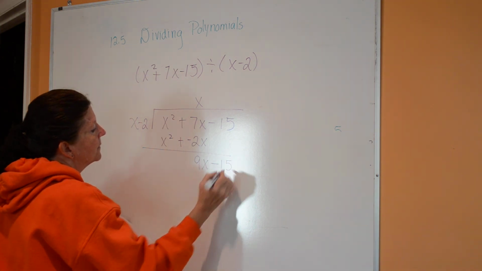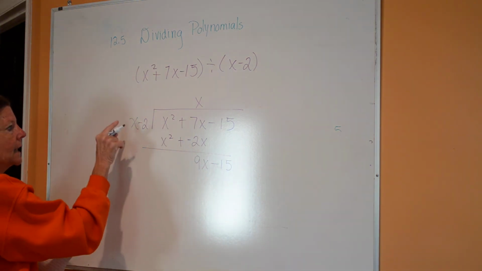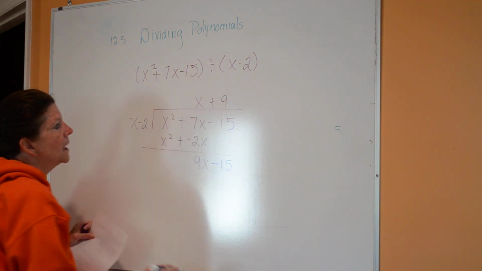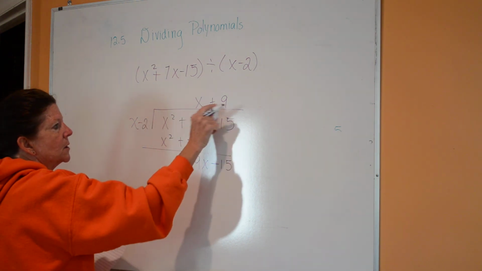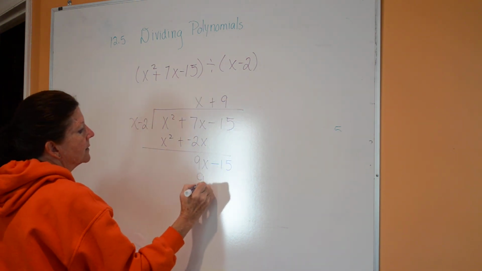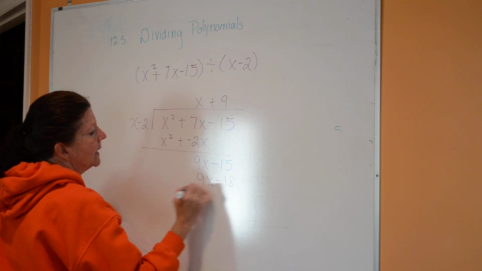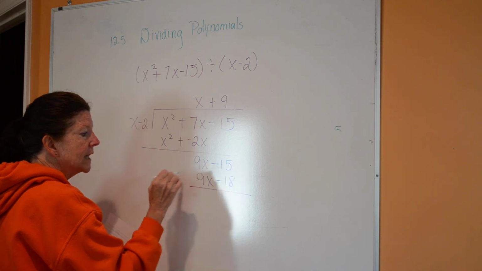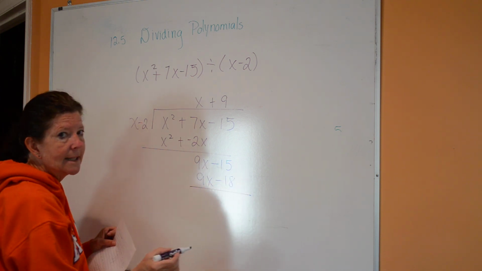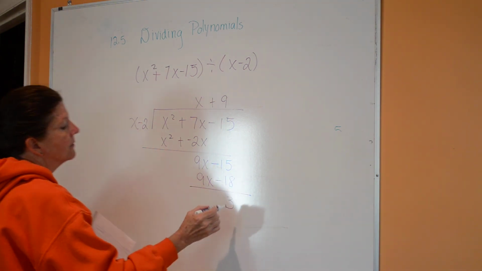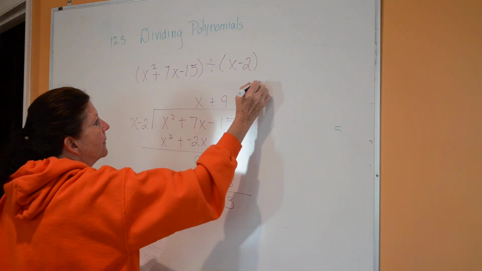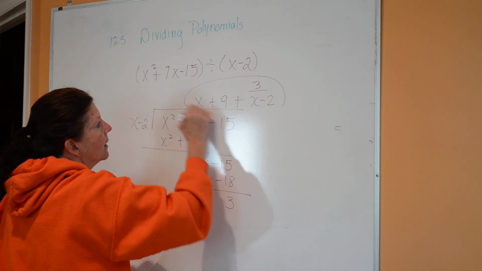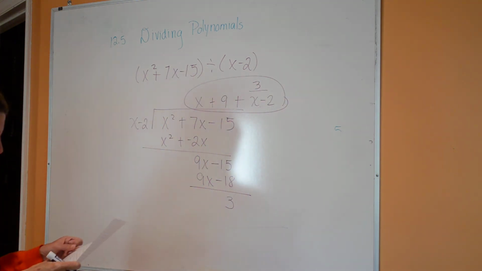I'm going to bring down the 15, and then I'm going to divide again. x times what gives me 9x? Well, x times 9. And remember, plus in between each one of these, 9x minus 18. So I'm subtracting to get my remainder. I'm going to go negative 15 minus a negative 18, which is going to give me a positive 3. So then I'm going to take the 3 and I'm going to place it over the divisor. So this right here is your answer for that division problem.